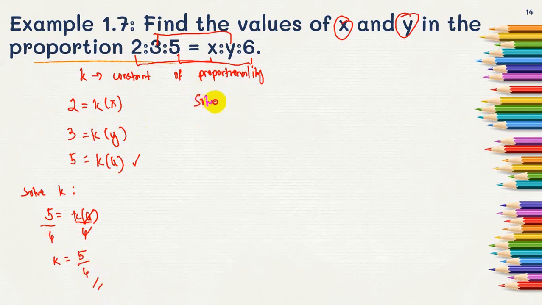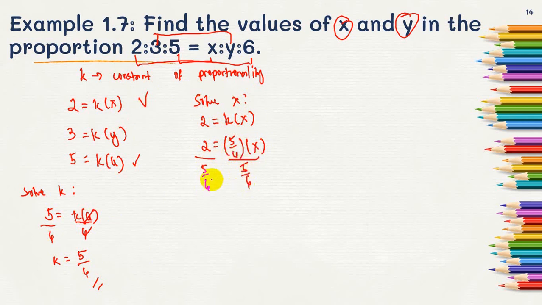First, we will be solving for x using this. So 2 equals k times x. Then substitute the value of k, which is 5/6. So 5/6 times x. Then divide both sides by 5/6.